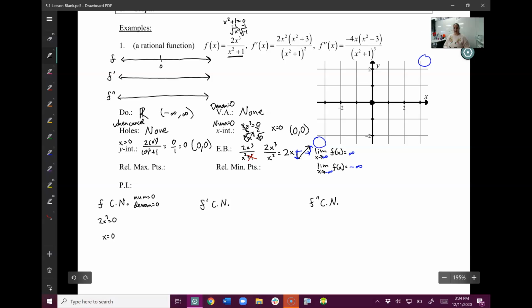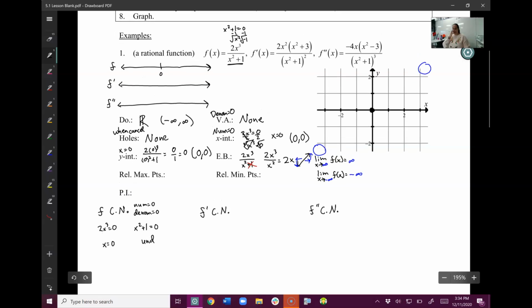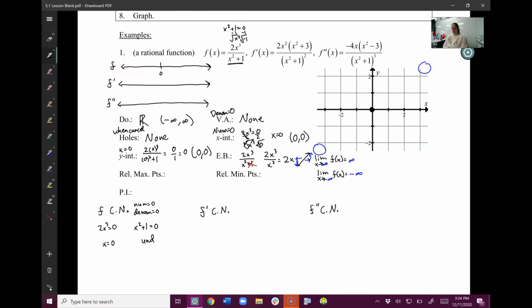So I add that into my sign line. Set the denominator equal to 0. This should look kind of familiar. We know that's going to be undefined. It's going to be imaginary. So for my f, 0 is my only critical number. And now I can start to plug things in. So let's plug something in from the left. So negative 1 into f. 2 times negative 1 cubed is a negative 2. So that's going to be a negative on top.